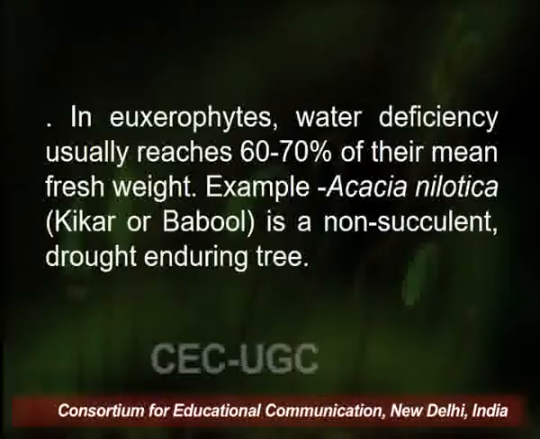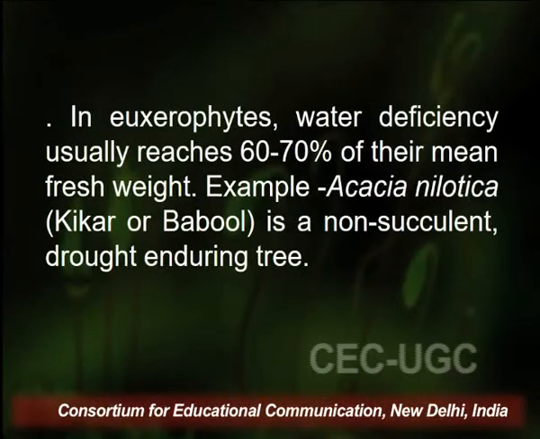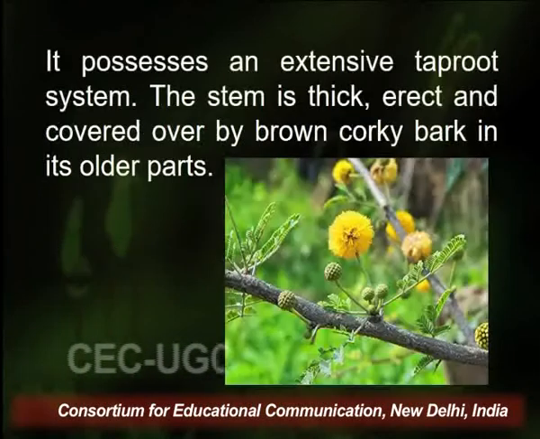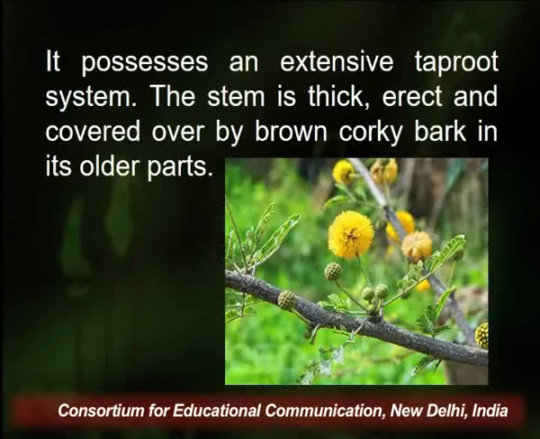In these xerophytes, water deficiency usually reaches 60 to 70% of their mean fresh weight. For example, Acacia nilotica, which is also known as kikar or babool, is a non-succulent, drought-enduring tree. It possesses an extensive taproot system.